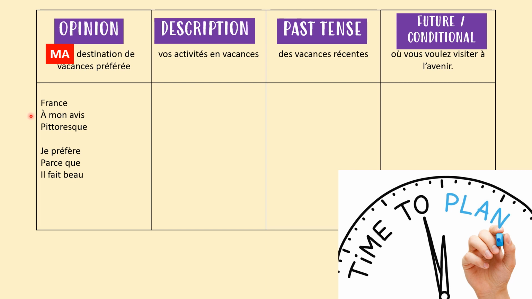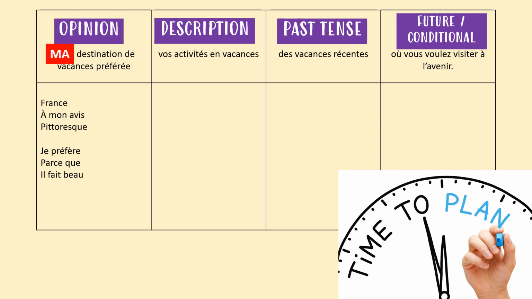À mon avis, just because I'm giving my opinion, and that's a good way to say. I could also say je trouve que, or je pense que. And then I want to avoid adjectives that are too simple, like intéressant. So I'm going to use this one, pittoresque, because I think that France is very beautiful. And then when you're giving your opinion, it's really nice to extend your sentence. So, je préfère la France parce que il fait beau.